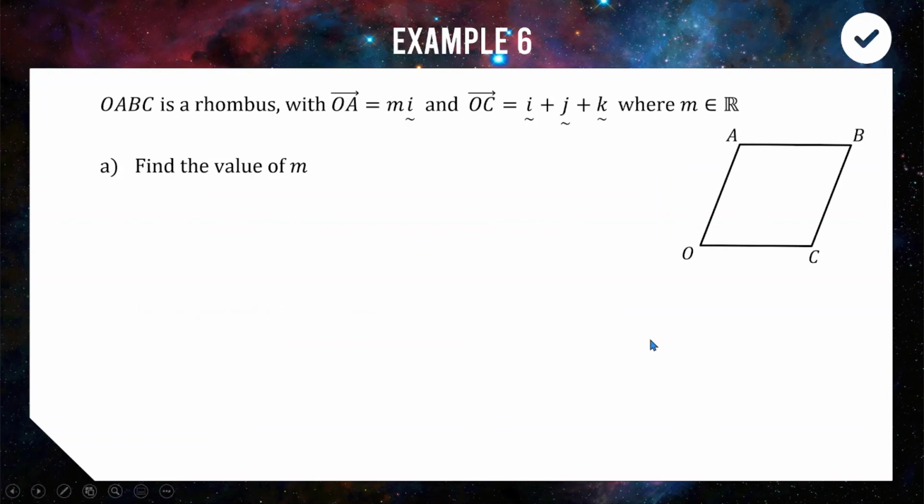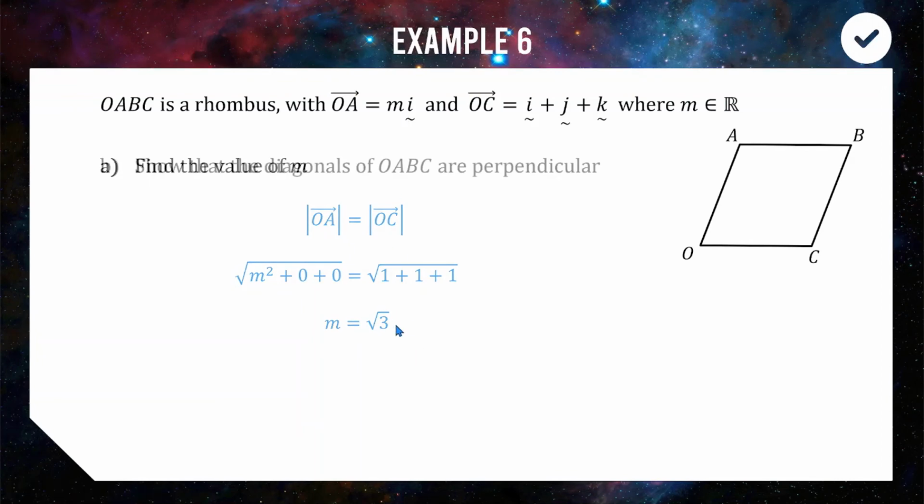We're going to say that the length of OA is equal to the length of OC. So the magnitude of OC is the square root of 1 plus 1 plus 1. And on the left, we have the square root of m squared plus 0 squared plus 0 squared. Left-hand side just works out to be the square root of m squared, which is just equivalent to m. And on the right, we have the square root of 3. So therefore, the value of m must be the square root of 3.